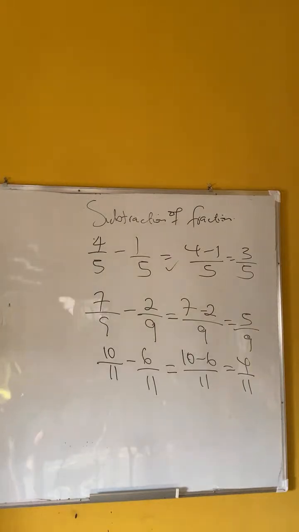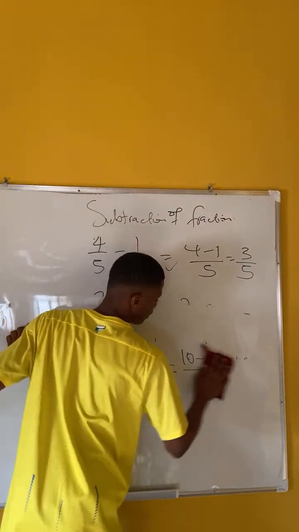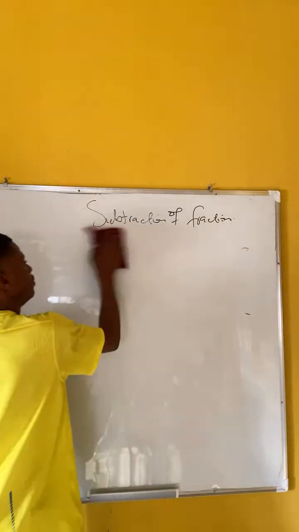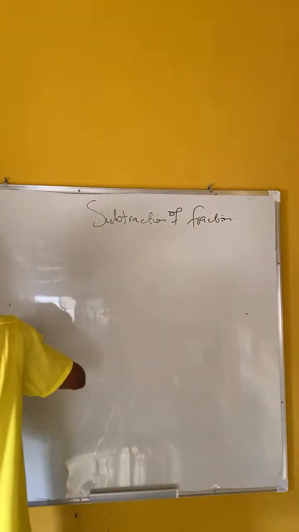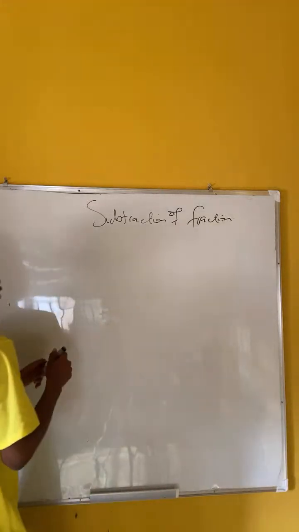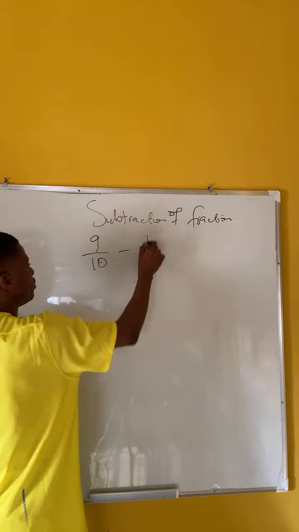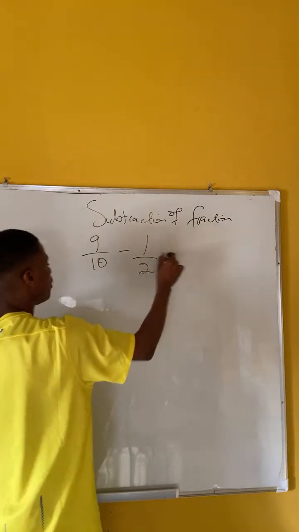So let's take a good look at a situation where we will try to subtract fractions of different denominators. Let's look at it. It's quite easy to do. So let's look at 9/10 minus 1/2. Let's start with the small ones.